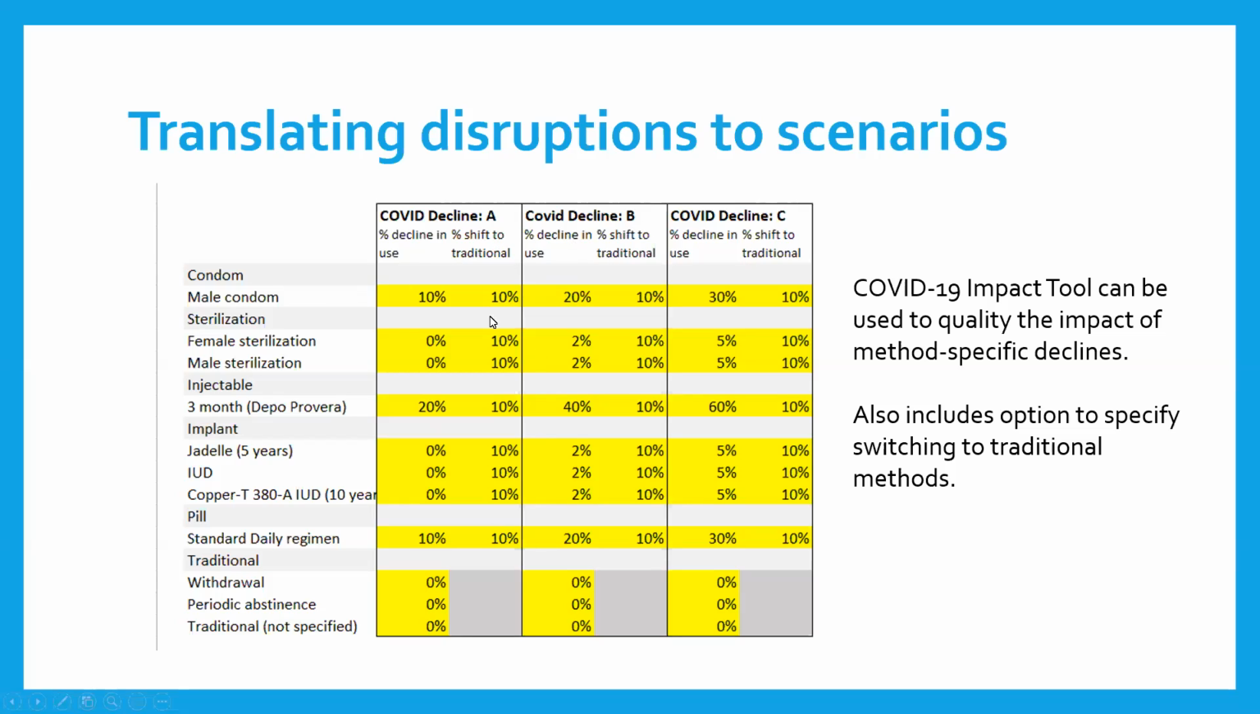And so what you can see here, if we just take the top line for condoms, so in our first scenario, we would assume a 10% decline, in our middle scenario, a 20% decline, and in our high scenario, a 30% decline.